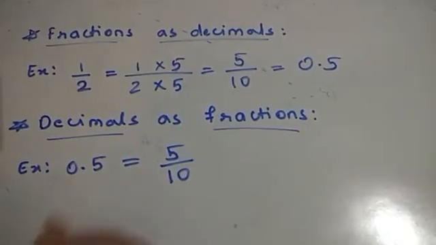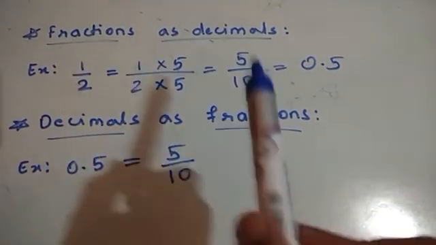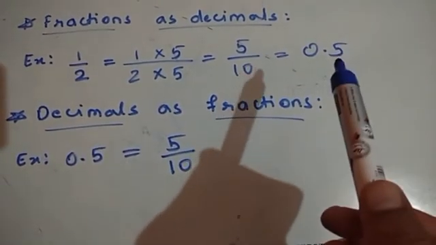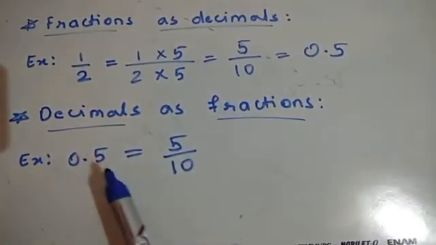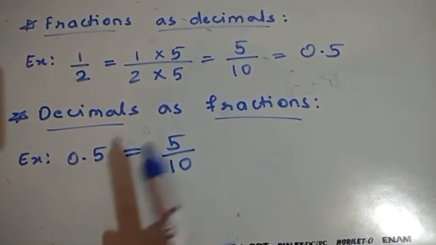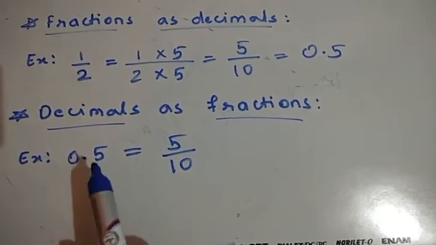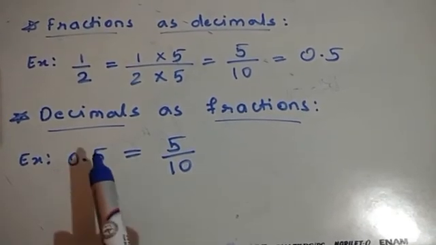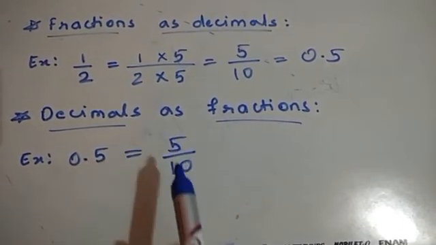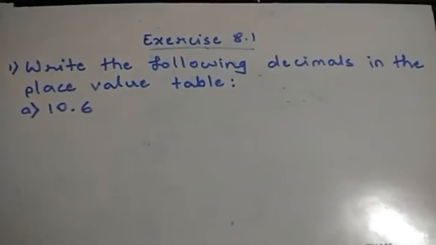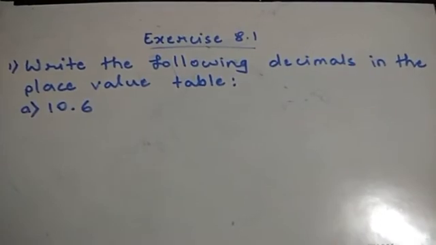In the same way, as we convert fractions to decimals, we can convert decimals also to fractions. For example, the same number I am going to take, 0.5. So this 0.5 can be written as 5 upon 10. As we know, how many tenths do we have? 5 tenths, no ones, right? Therefore, this 5 tenths we can write as 5 upon 10 as a fraction. Now next we are going to discuss some examples from exercise 8.1.